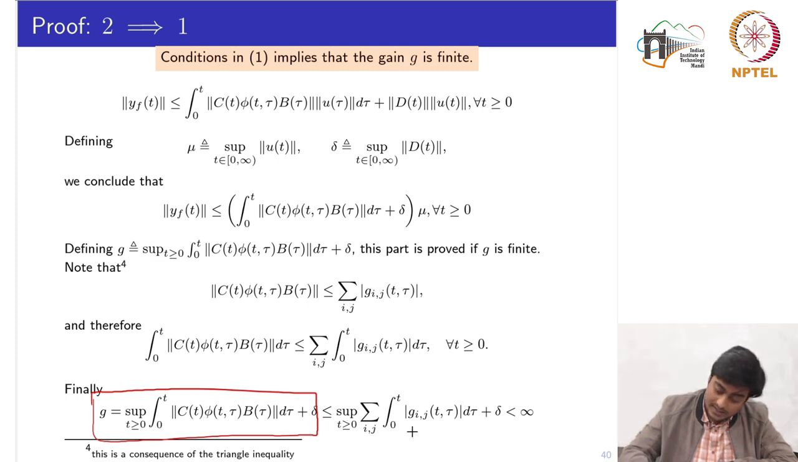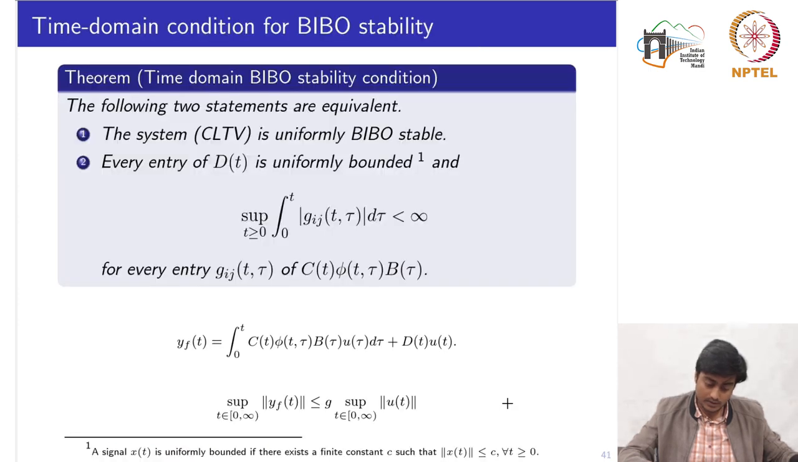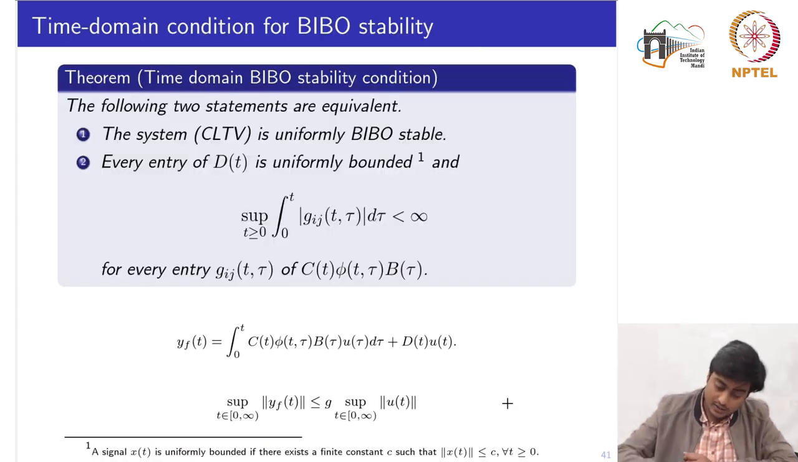Now this G is less than this part, which we know is already finite. So this proves this implication 2 implies 1, because we only need to prove that there exists a gain G which is finite. And by using the properties of the norms, we have concluded that this G is finite. Okay. So this proves the first implication, that is 2 implies 1.